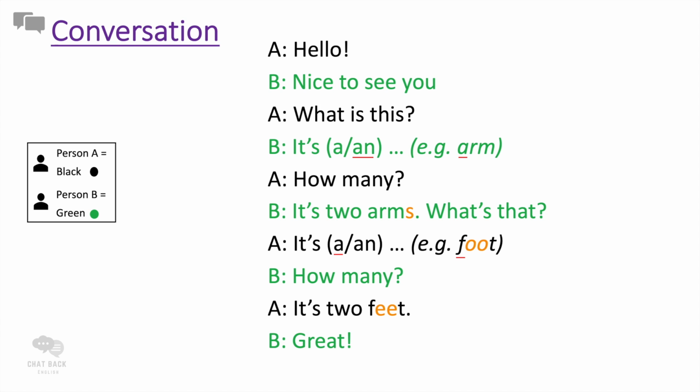I will read it and you can follow. Hello. Nice to see you. What is this? It's an arm. How many? It's 2 arms. What's that? It's a foot. How many? It's 2 feet. Great.